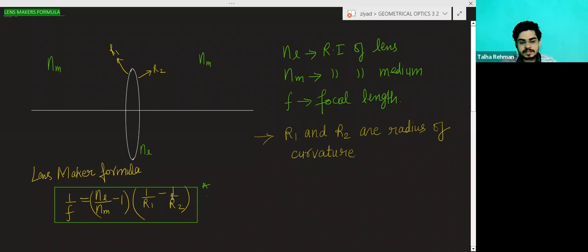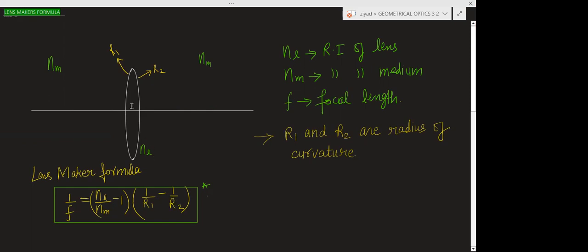If this much data is given to you, then you can find the focal length of the lens easily with this formula, the lens maker formula. 1 upon F is equal to the refractive index of the lens divided by the refractive index of the surrounding medium, minus 1, multiplied by 1 upon R1 minus 1 upon R2. R1 and R2.